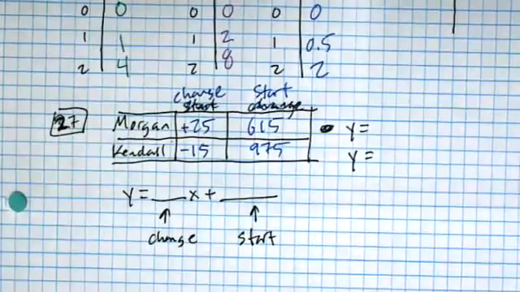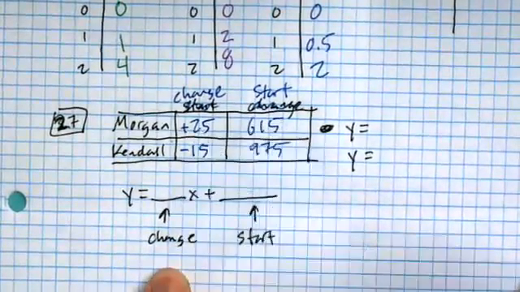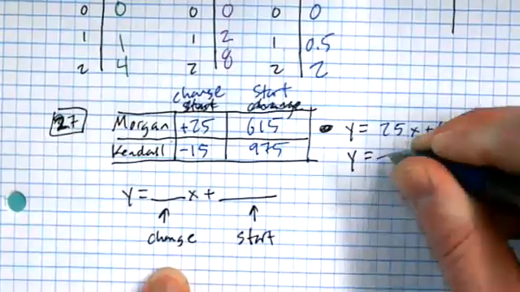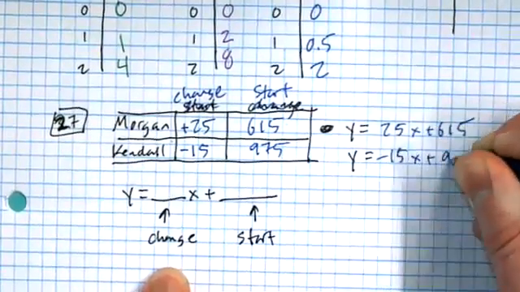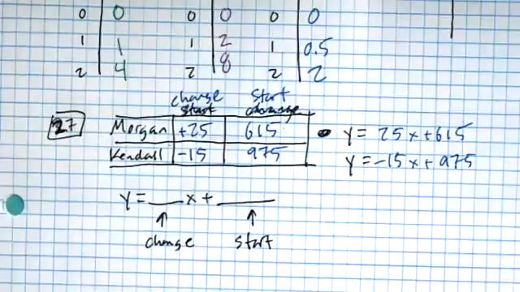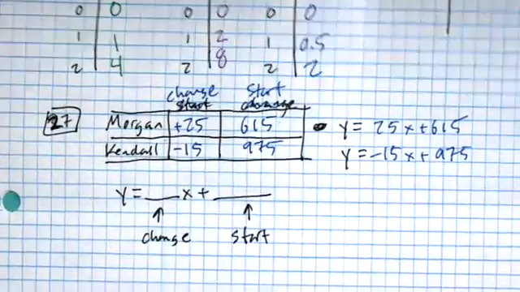So then we need to write an equation. Change comes first, start at the end. So y equals 25x plus 615 and y equals negative 15x plus 975. So they want to know when both people are going to have the same amount of money at the same amount of time. Did they tell us to do let statements?